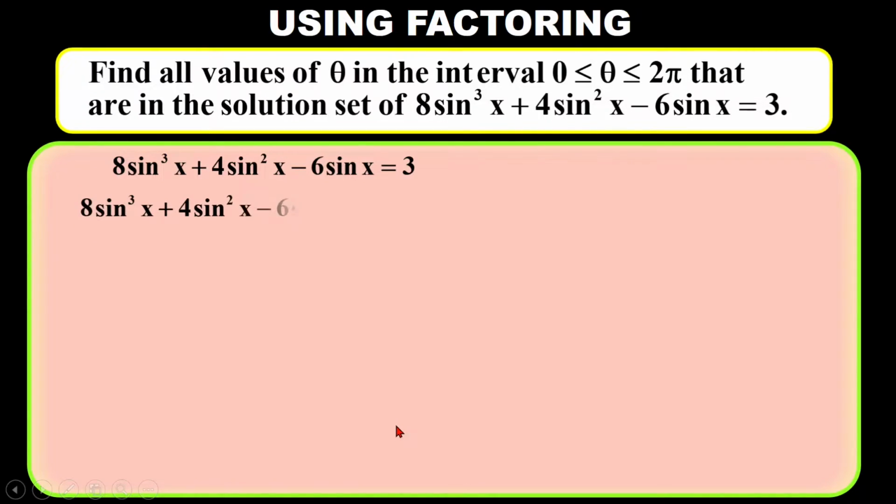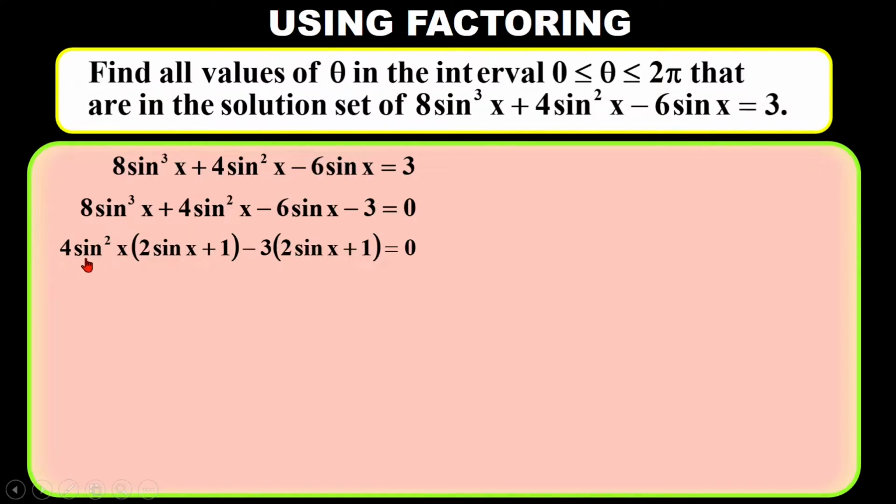The first thing is I'm going to move this 3 over to the left hand side. So I will check what I can factorize from here. I will factorize out 4 sine squared x for this part here. So I will end up with 2 sine x plus 1 because I have taken out 4 sine squared x. For this part over here, I have 6 sine x minus 3. So I'm going to bring out 3. So I have 2 sine x plus 1. Both of these are exactly the same. So I'm going to factorize 2 sine x plus 1 out.